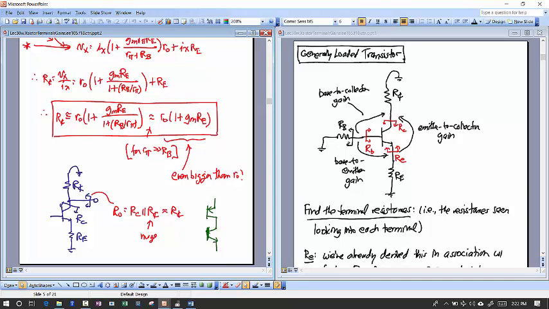And so it has some dependence on RB. It's got a strong dependence on RE. And so that strong dependence on RE is right here. This is assuming R pi is much greater than RB. But if RB is a large resistor, then you got to use this equation to the left here. Okay, that's a pretty complicated equation.